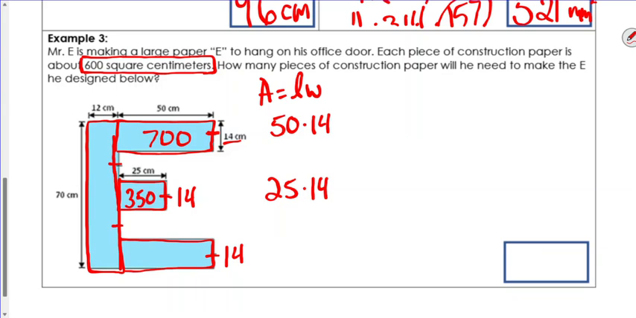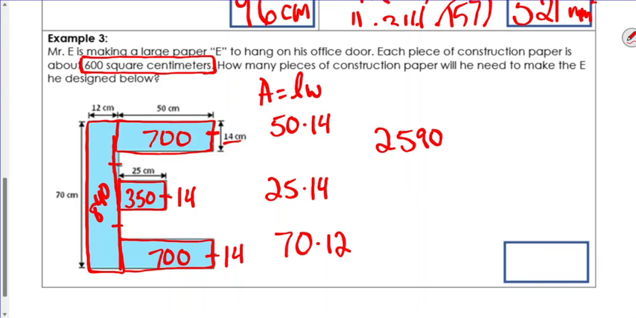The bottom one is the same as the top, so that is also 700. And then the one on the left side is 70 times 12, which is 840. So I'm going to put those 4 together and find out that the full area is 2,590. That's the area. That's not my final answer, though.